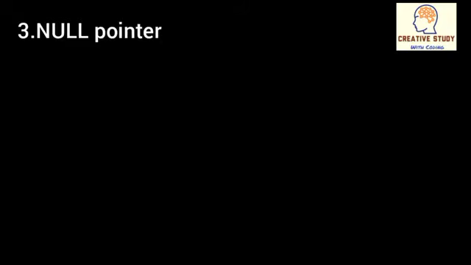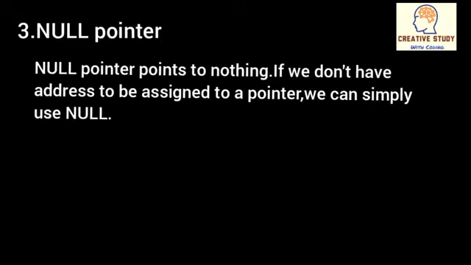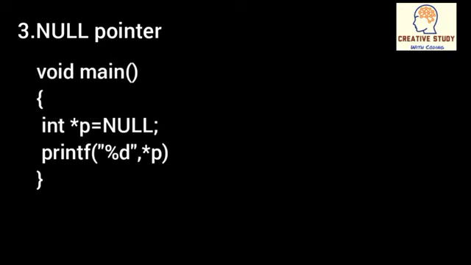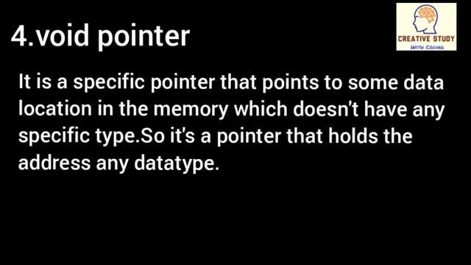Third one is null pointer. Null pointer is a pointer that points to nothing. If we don't have address to be assigned to a pointer, then we can simply use null. That's what we learned in this video, and we should initialize a pointer with null when we don't have address to be assigned. And we can assign null values like this. And if you print the value stored at P, it will give you 0, but it is different from integer 0. Let's learn about void pointer.